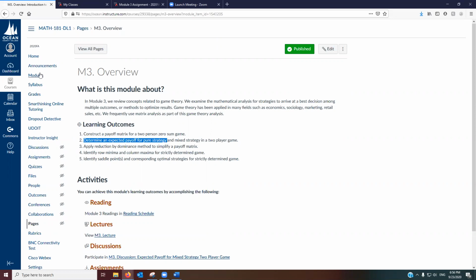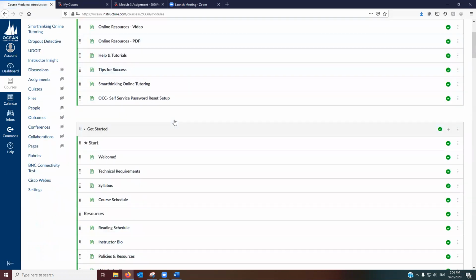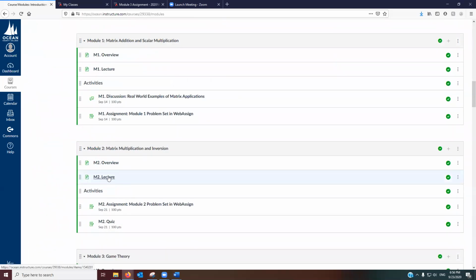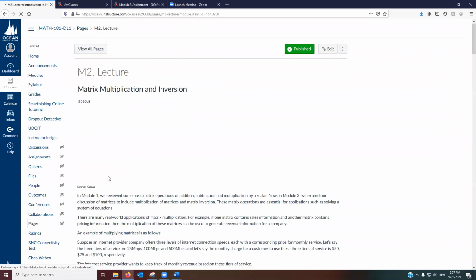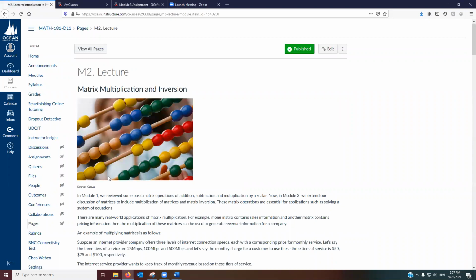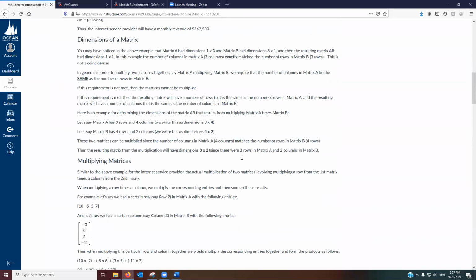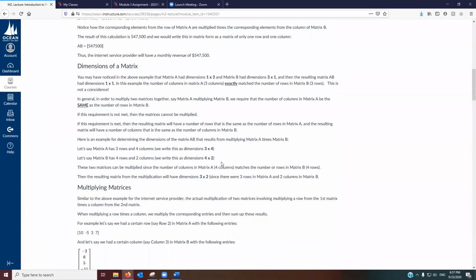Before we do that, I'm going to go back to Module 2, and I want to go over with you the basics of multiplying two matrices, because when we work through the game theory examples in a few minutes, we need to know how to multiply matrices. So let me come down here and talk about how to do that.